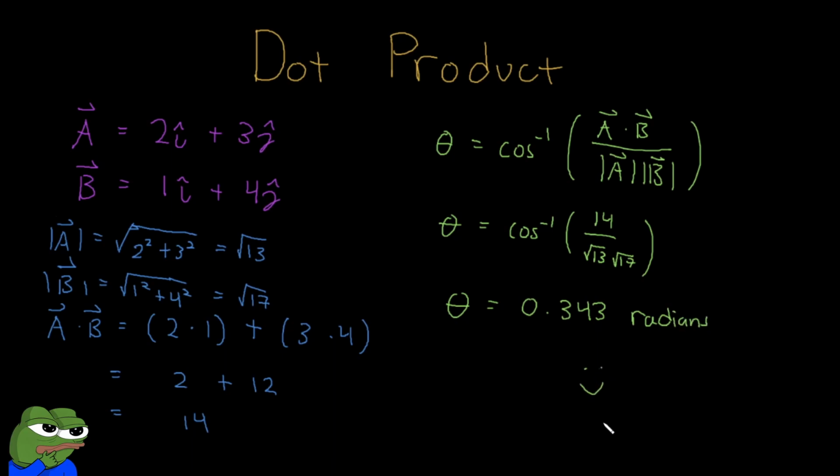That should show you how powerful the dot product is for vectors. Hopefully now you understand how the dot product works and why it's useful.